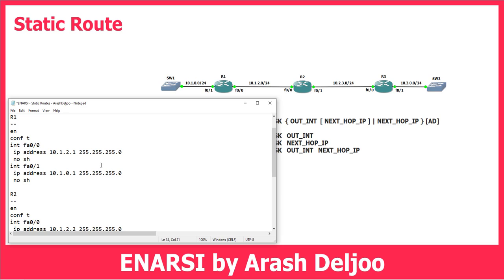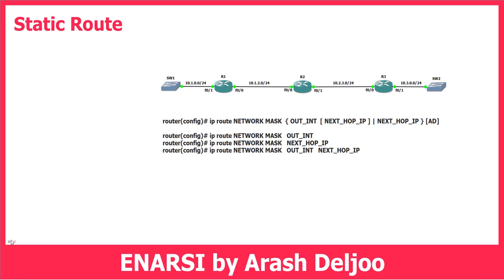Configuration. You know that we can configure static routes with different methods. Let me configure first router 1, router 2, and router 3 with both the outgoing interface and also the next hop. For example, in router 2, we can configure the outgoing interface and next hop. Let me write here. I'm going to configure the static route with the outgoing interface and also the next hop.